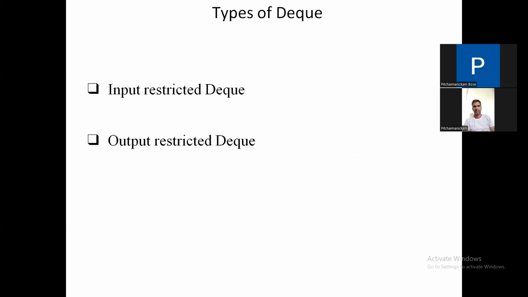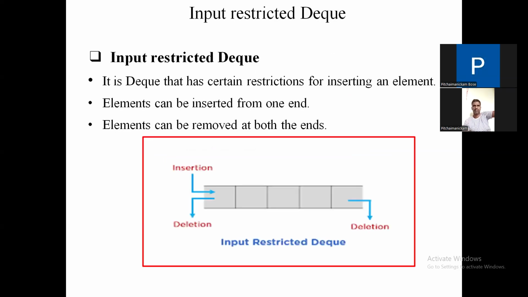So what are all the types of DQ? Here we have two different types. One is an input restricted DQ, and another is an output restricted DQ. These two we are going to discuss. Input restricted DQ means a DQ that has certain restrictions for inserting an element. The elements can be inserted from only one end, but the elements can be removed from both ends.